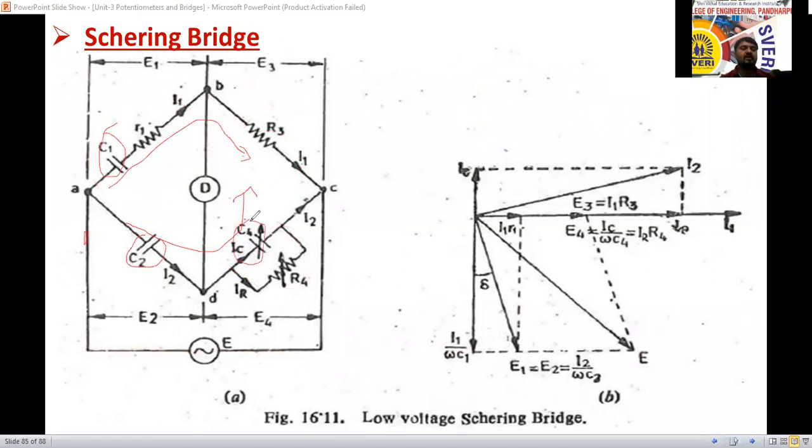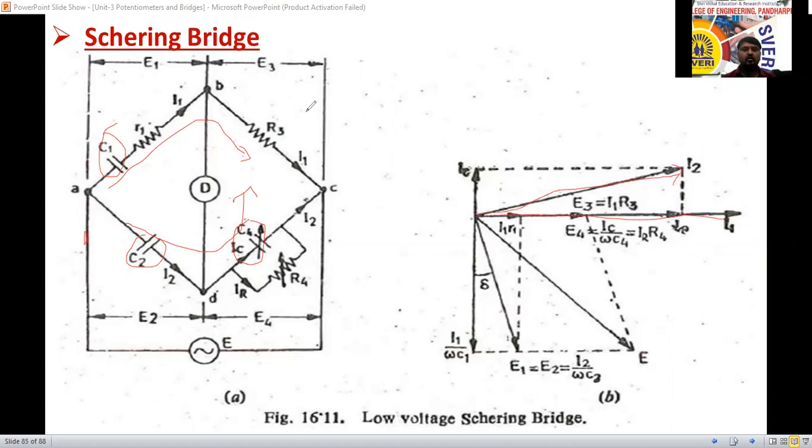Two capacitors, so I1 and I2 are not in phase here. The I2 current has two capacitors, while I1 has only one capacitor. So I2 leads I1 by some angle. For that reason, I have taken I1 as the reference, and I2 I have taken at some leading angle. Is it clear? I2 we have taken.